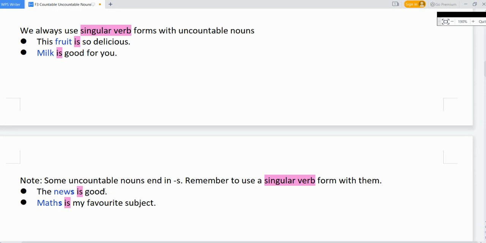So the news is good. You don't say the news are good. Okay, you say the news is good because news is considered as one. Maths. Okay, maths is a subject with the s at the back. But so this is not many maths. Okay, maths, singular, maths is my favorite subject. Okay, walaupun dia berakhir dengan s.